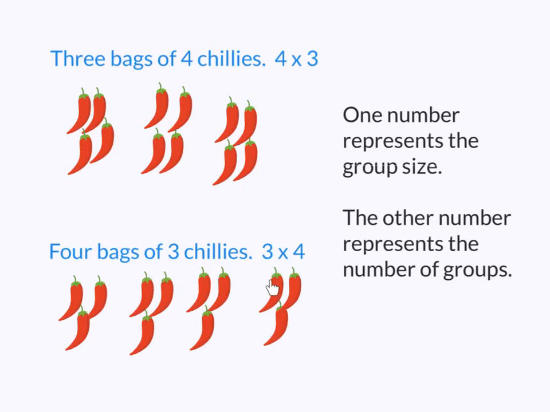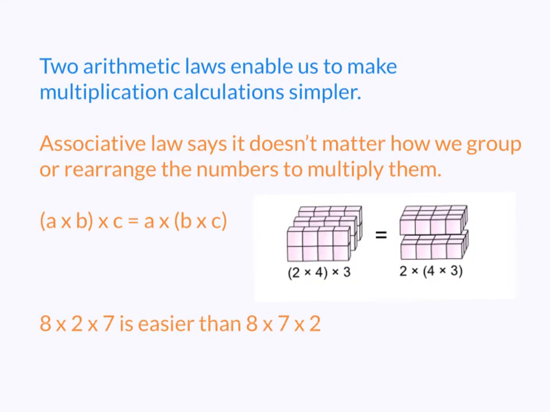Here I've got 4 bags of 3 chilies. So now the 3 is representing the group size and the 4 is representing the number of groups. I've still got 12 chilies. So although it'll have the same product, it doesn't mean it has the same meaning in context.